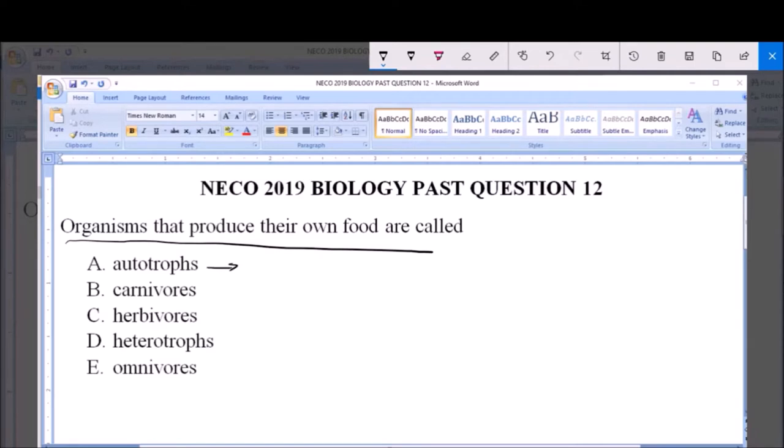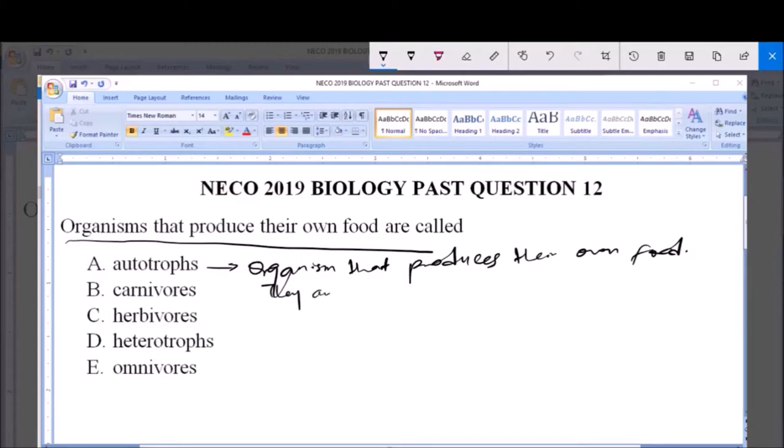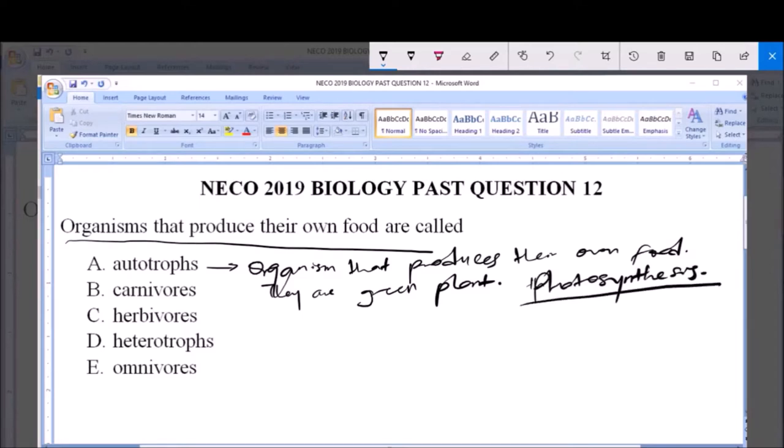Now, this word autotroph simply means what? Autotrophs are organisms that produce their own food. We call these organisms autotrophs because they have the ability to produce their own food. And these organisms are actually plants. They use sunlight, water, and chlorophyll to produce their food through a process known as photosynthesis. And that is why we say they are autotrophs, because they have the ability to produce their own food through photosynthesis.